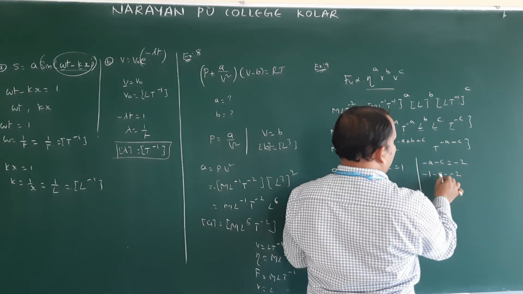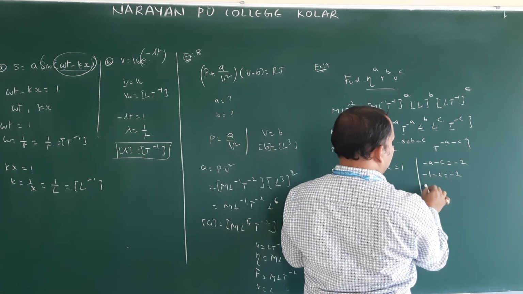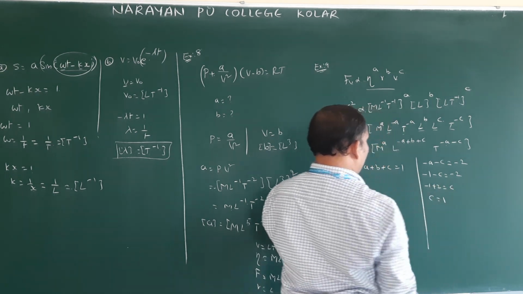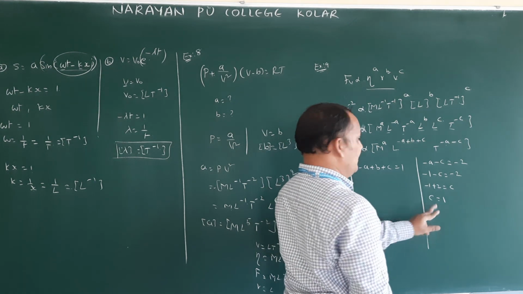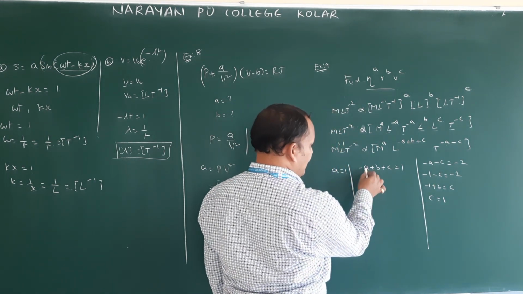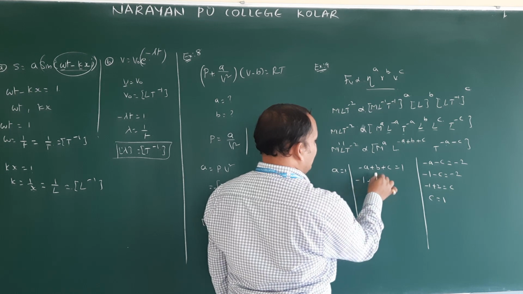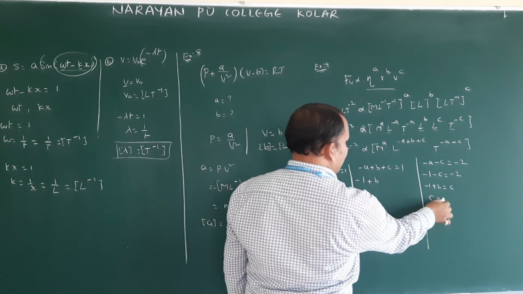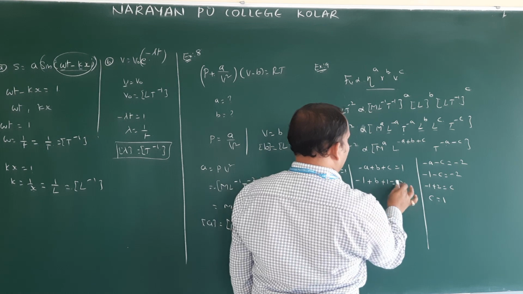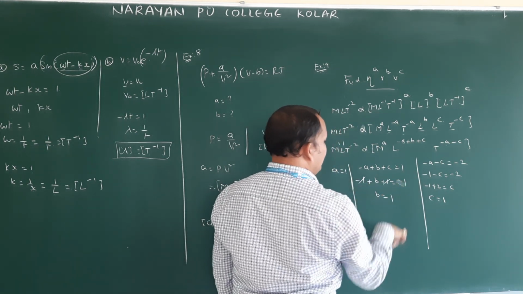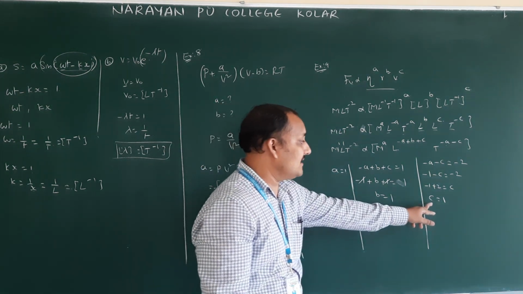Okay, so c we want. Minus c is going this side, minus 2 is coming this side. Minus 1 plus 2 equal to c. Then c is equal to 1. So a value 1, c value 1. Next, substitute a value, how much? 1. So minus is there: minus 1 plus b plus c value, how much? 1, is equal to 1. So minus 1 plus 1 will be cancelled. b is also 1. a is 1, b is 1, c is 1.